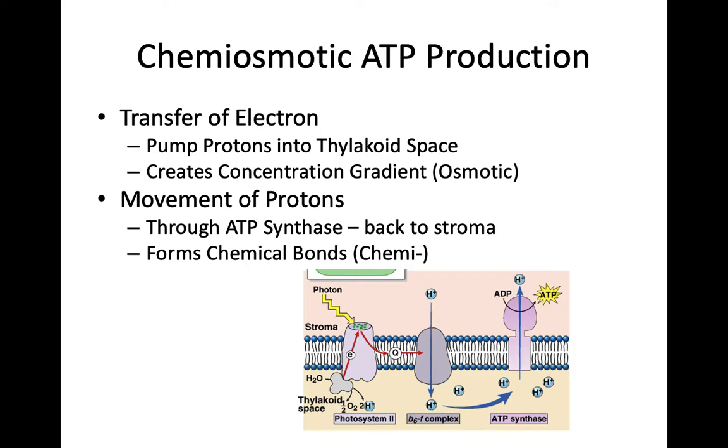And then the concentration difference will drive the movements of protons out of the space and back into the stroma. And the proton movement will be directed through the ATP synthase, which uses the proton movement to form ATP. And this process is essentially the same as the electron transport chain.